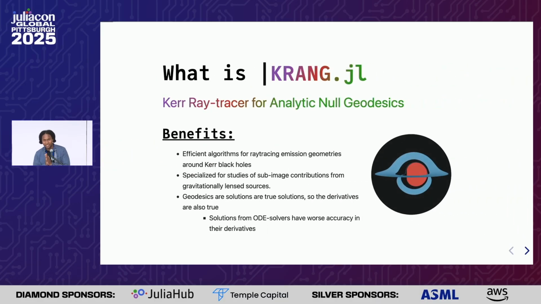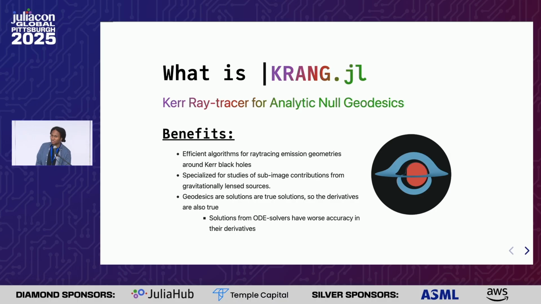So what is Krang? Krang stands for Kerr Ray Tracer for Analytic Null Geodesics. It's kind of different from a lot of existing ray tracers, where they allow you to implement whatever metric you want. This is very specified for the Kerr spacetime, and the reason is that the Kerr hypothesis seems to be correct, and if you want to fit data, you want your algorithms to be as fast as possible. So there's a lot of speed up that you can benefit from by just assuming the Kerr hypothesis for the black hole.